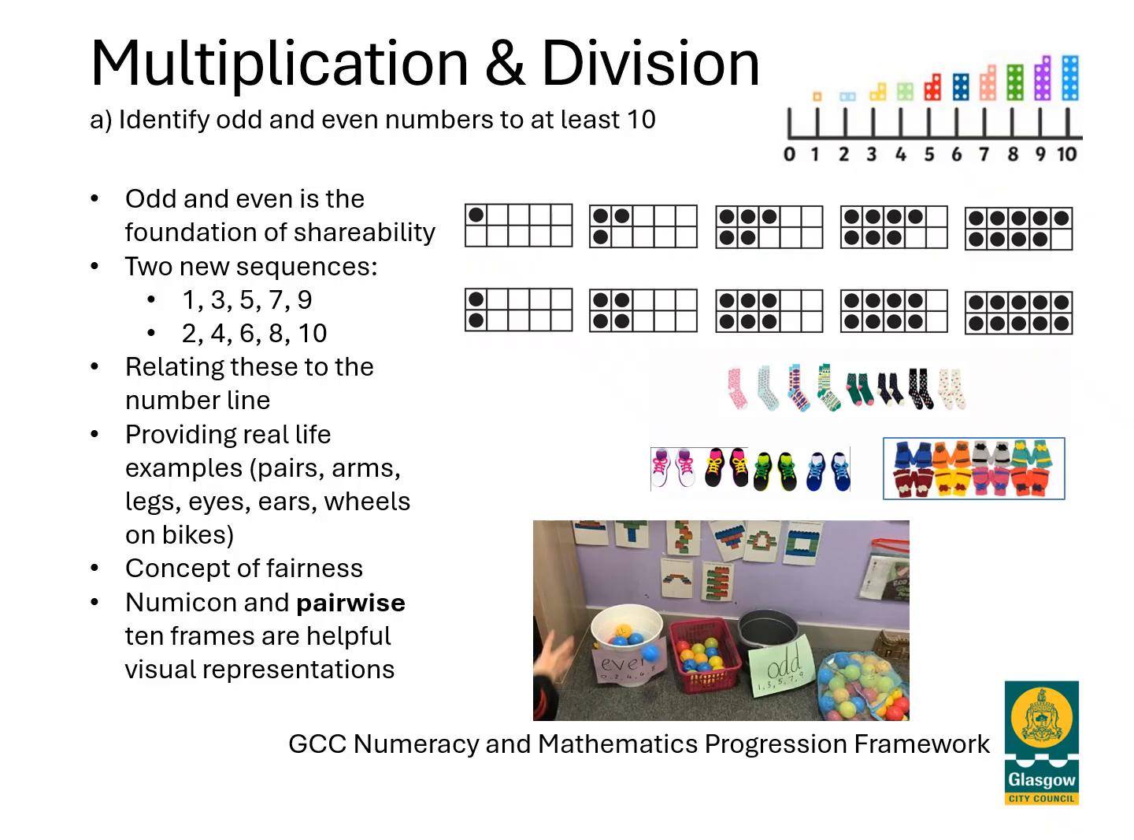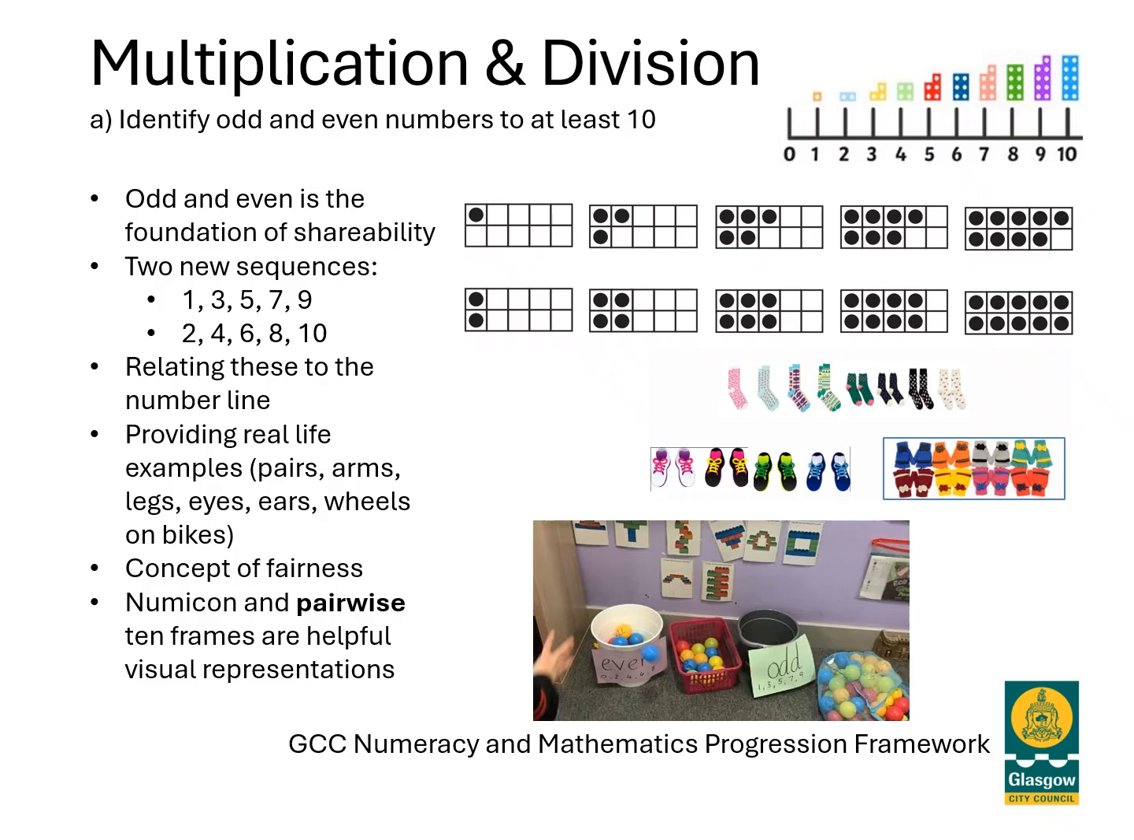You also see a sequence with 10 frames where the top row is filled up first, so 5 on the 10 frame would be 1 row complete. That's called 5-wise layouts, and they're both really useful for different things. You can imagine this pairwise layout is very helpful for doubling, and in the same way for odd and even, it gives us that visual of whether we've got pairs or not.